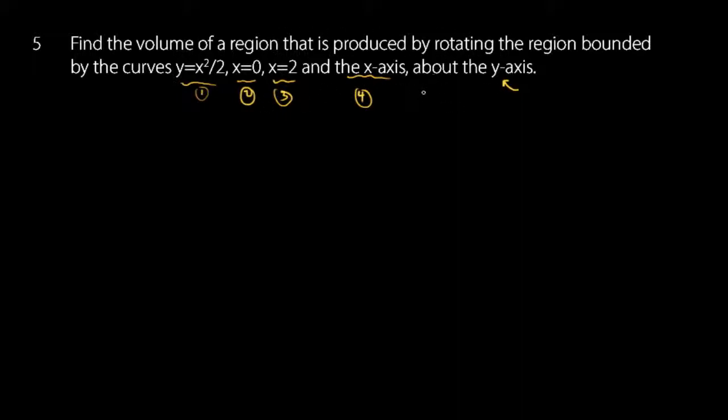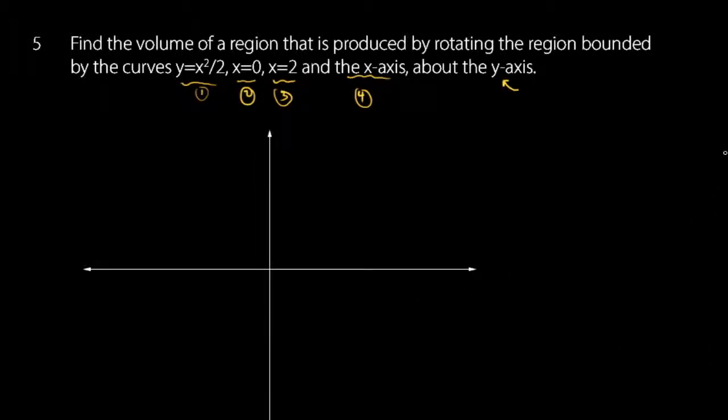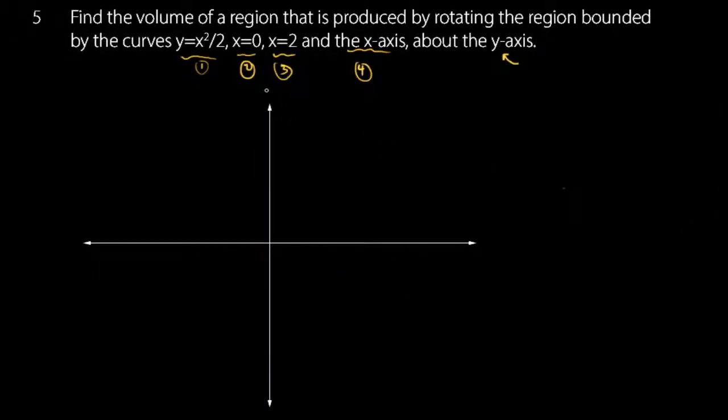So there are lots of things going on here. Again, the very first thing you want to do is start by drawing your x and your y axis. So this is my x and this is my y axis. Let me label this as my y axis and this is my x axis. The very first curve is y equals x squared divided by 2. Nothing fancy, let's just sketch the graph of y equals x squared divided by 2. So this is my graph here.